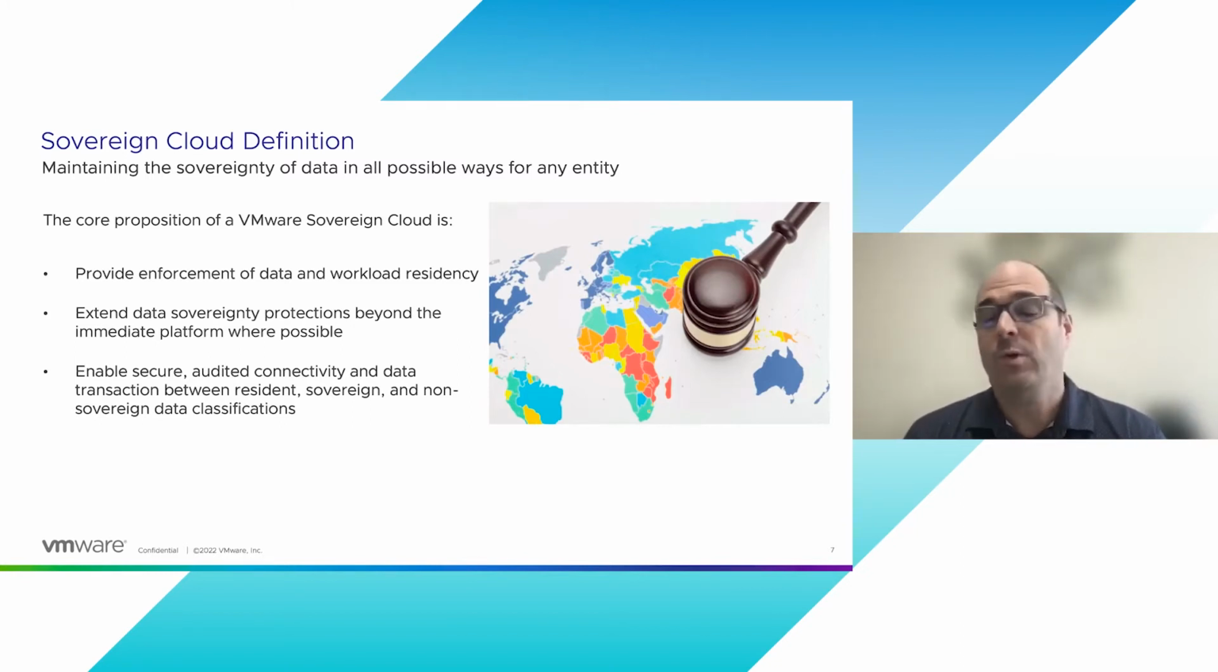Of course, if possible, we want to be able to extend those data sovereignty protections beyond the immediate platform. But our main goal is to provide secure audited connectivity, even with data transactions and at-rest data, where we have different data classifications being resident, sovereign, and even non-sovereign domains. So this definition is continually evolving. And of course, depending on where that data lives, in which jurisdiction it resides, really the sovereign cloud definition can change and is often, or all the time actually, dictated by the customer that owns the data.